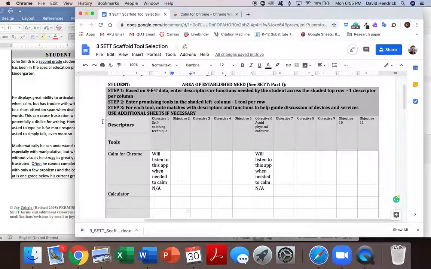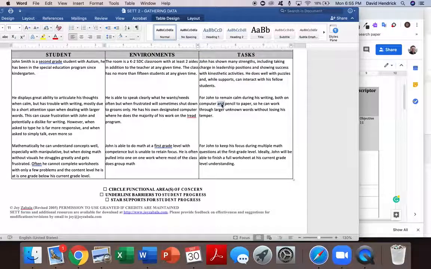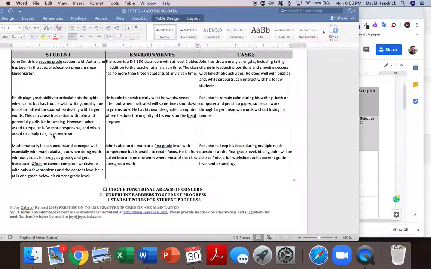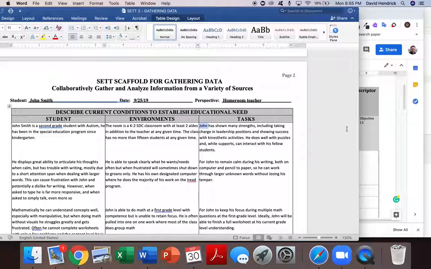For example, objective number 1, self-soothing technique. That was: for John to remain calm during his writing, both on computer and pencil and paper, so he can work through larger unknown words without losing his temper. She does not want us to write this whole thing again. She wants us to boil it down to what the objective is, and that would be for John to learn self-soothing techniques. So all of the objectives go in here. We need to boil each down to one very quick snapshot sentence of what the objective is, probably with the exception of this very first one.